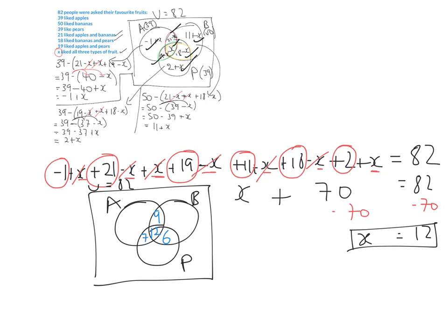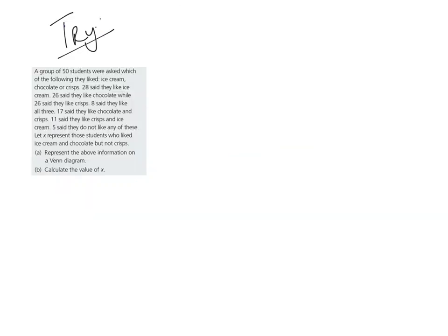On the outside of A, then, it's minus 1 plus x, so that's minus 1 plus 12, which gives me 11. With B, it's 11 plus x, which gives me 11 plus 12, which gives me 23. And outside P, it's 2 plus x, which is 2 plus 12, which gives me 14. To make sure that we've done this properly, you're going to add up each of these numbers now, and check to see if they add together to give you 82. So if you can add all those numbers together now in your calculator, they should give you 82. Okay guys, I'm going to ask you to have a go at this question.